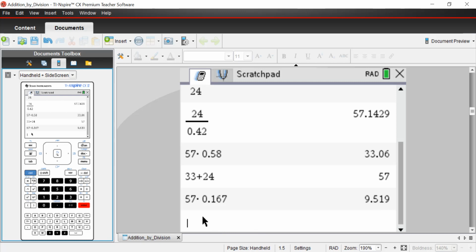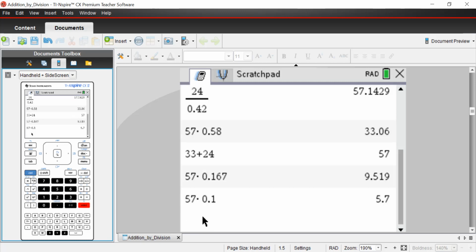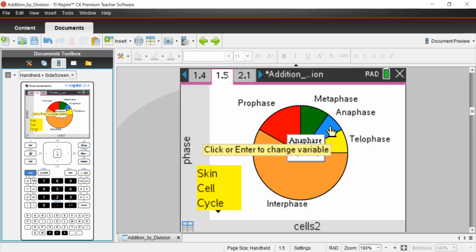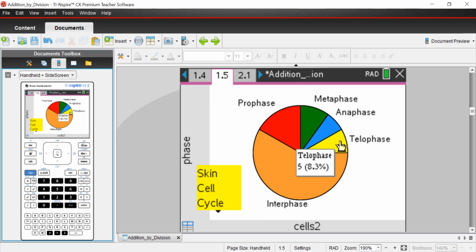The next one was even easier. Metaphase was 10% of the time, so that's just times 0.1. And of course, it's going to be about 5.7 hours. You can round up to 6 hours. And then the next one was anaphase, and I already forgot, so I need to go back. Sorry. Anaphase was 6.7%. Telophase is 8.3.